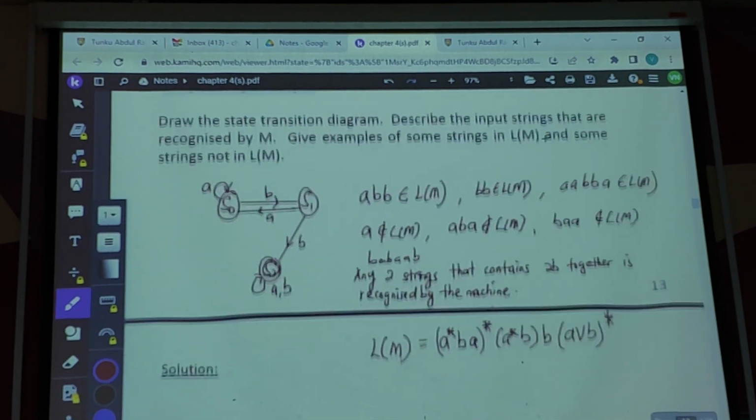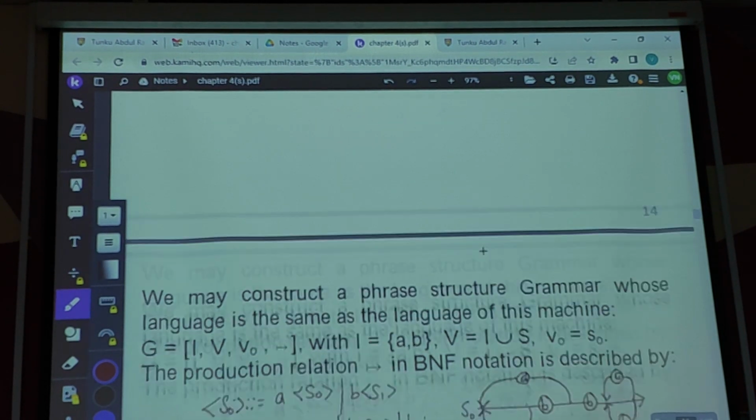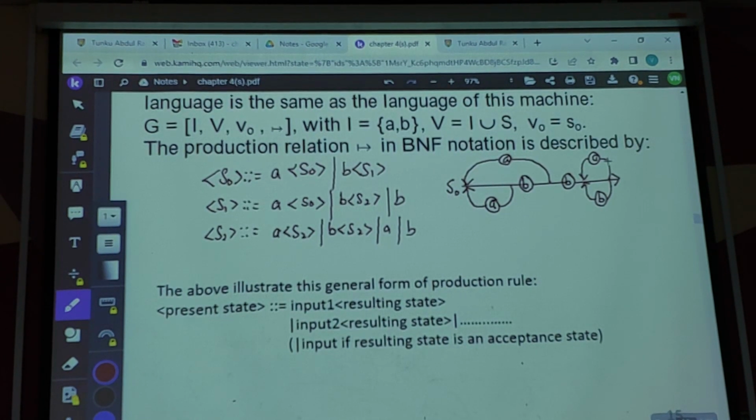Remember, we described the LN. How did we describe the LN just now? You say any string that contains 2 B's together is recognized by the machine, right? So the master diagram is also the same. They also will have the same LG as what we described here. 2 B's. Okay? Now, let's say we want to write the LG referring to this master diagram, what will you write? LG.